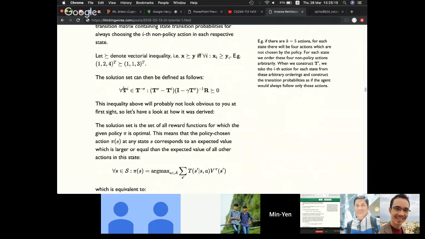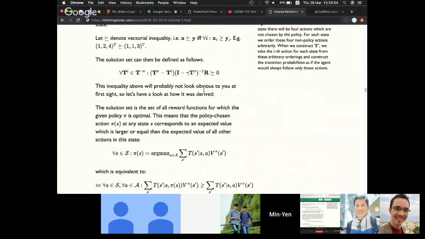So we have here T_i is from the set of all T_i's not in the policy: the transition of the policy minus the transition of any action that wasn't in the policy, times the identity matrix, times the discount factor for the transitions on the policy, over that. So I guess they're going to explain it, right? So let's read the bottom part.